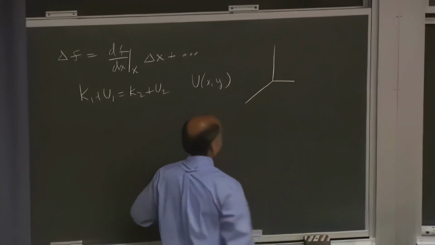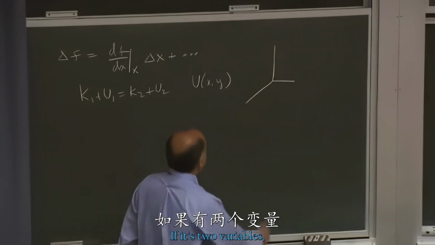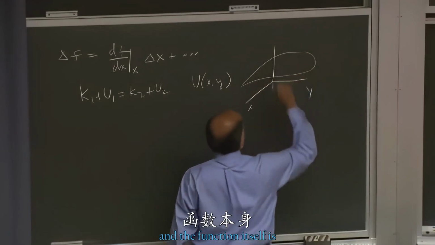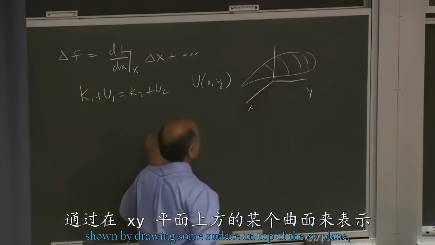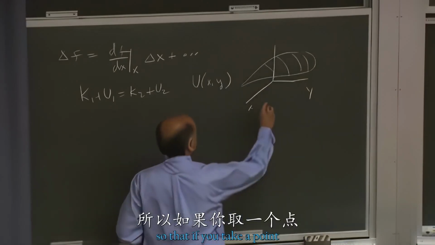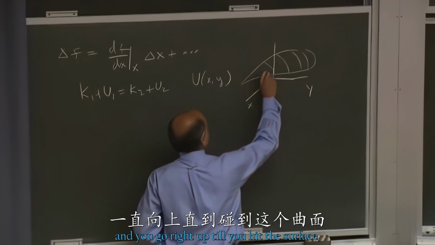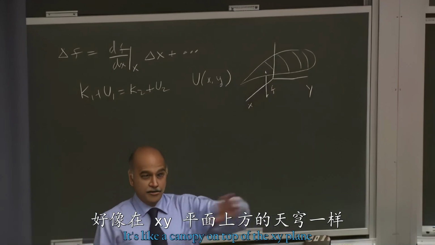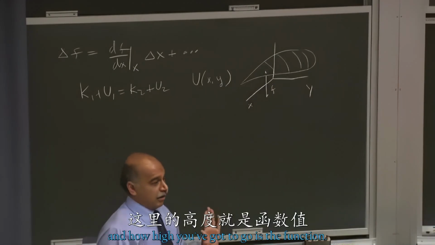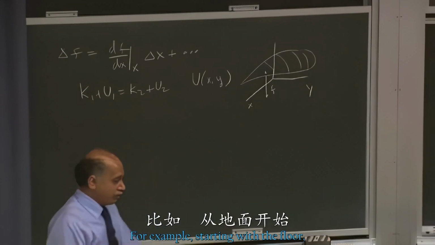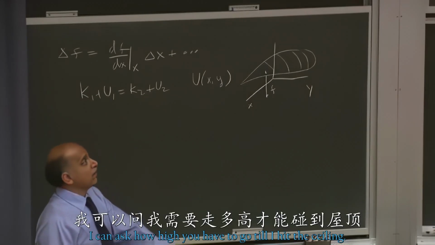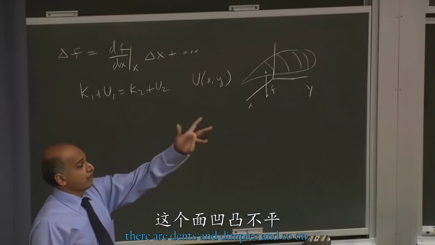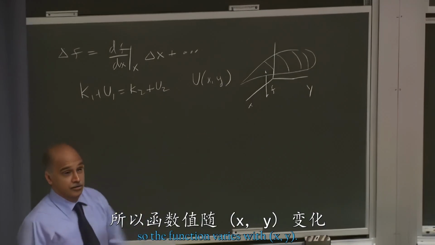For a function of 1 variable, you plot x this way and the function along y. If it's 2 variables, you plot x here and y here, and the function itself is shown by drawing some surface on top of the xy plane, so that if you take a point and you go right up till you hit the surface, that's the value of the function at that point xy. It's like a canopy on top of the xy plane, and how high you have to go is the function. For example, starting with the floor, I can ask how high do I have to go till I hit the ceiling. That function varies. There are dents and dimples and so on, so the function varies with xy.